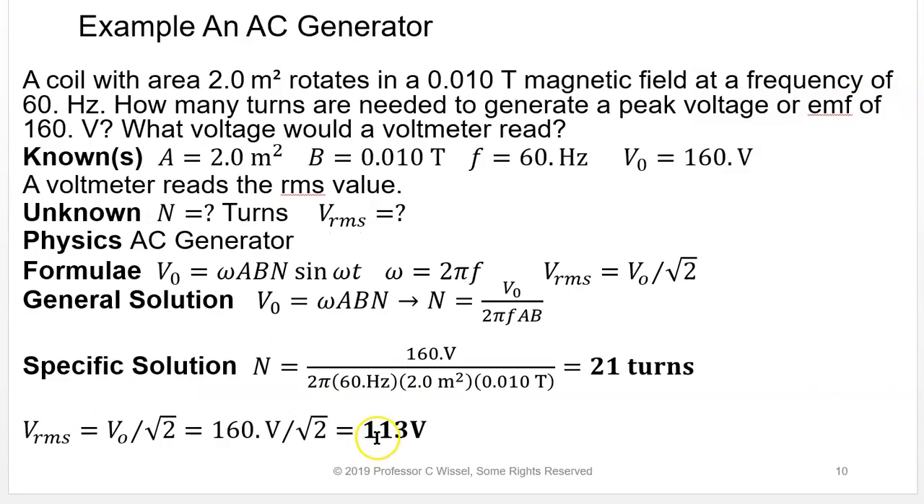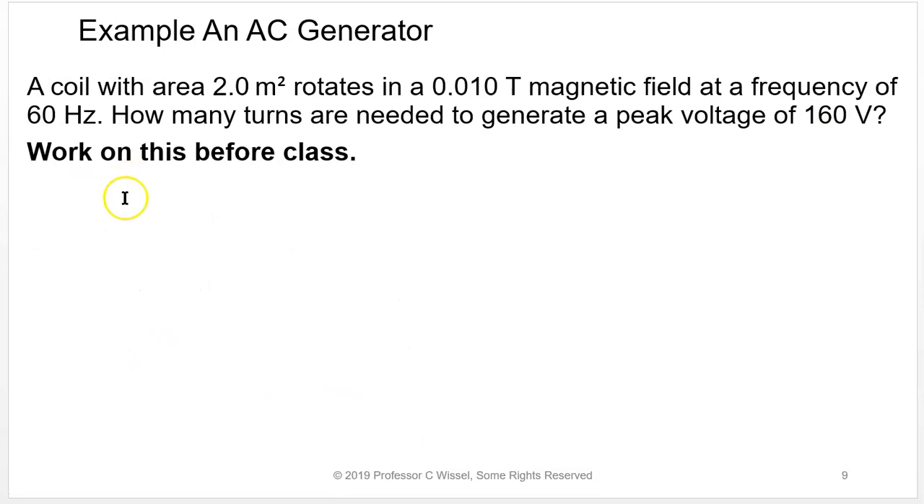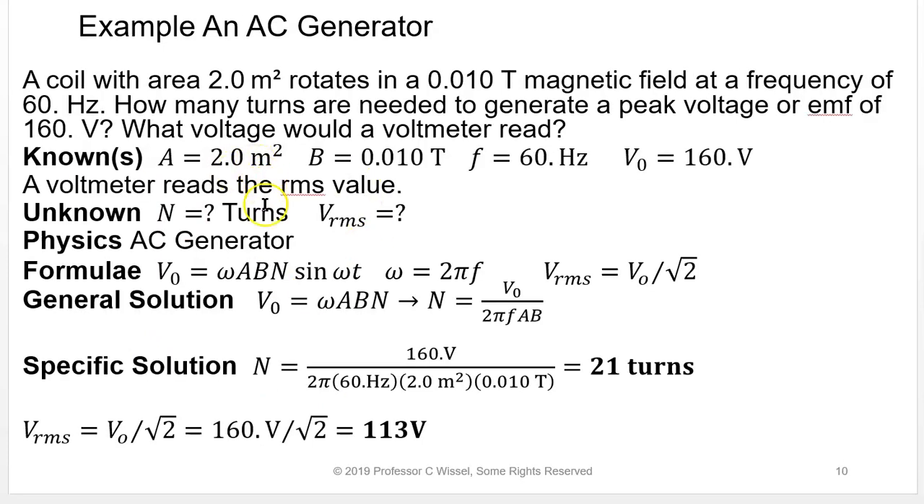So we have an example here, an AC generator. A coil with an area of 2 square meters rotates in a 0.01 Tesla magnetic field at a frequency of 60 hertz. How many turns are needed to generate a peak voltage or EMF of 160 volts? What voltage would a voltmeter read? Well, the voltmeter is going to read the RMS value of the EMF. And the area is 2 square meters.